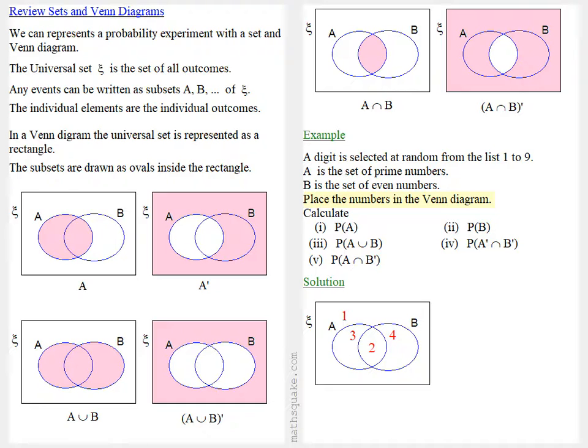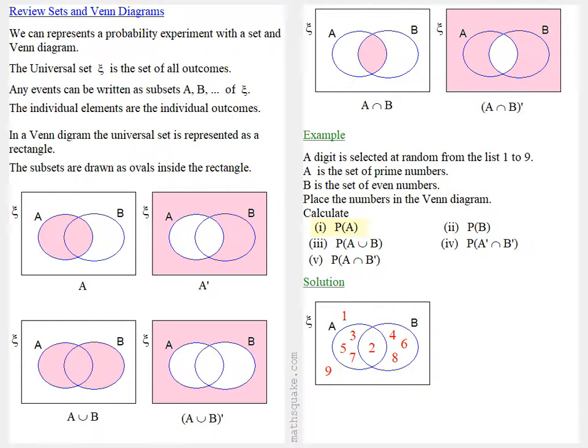4 is even but not prime. 5 is prime but not even, and 6 is even and not prime. 7 is prime but not even. 8 is even but not prime, and 9 is neither even nor prime, so it goes outside the two ovals.